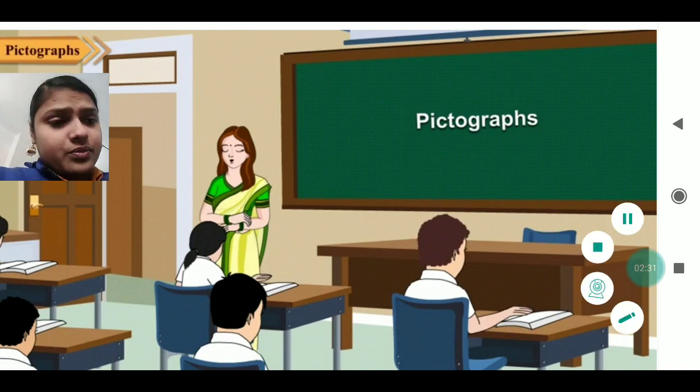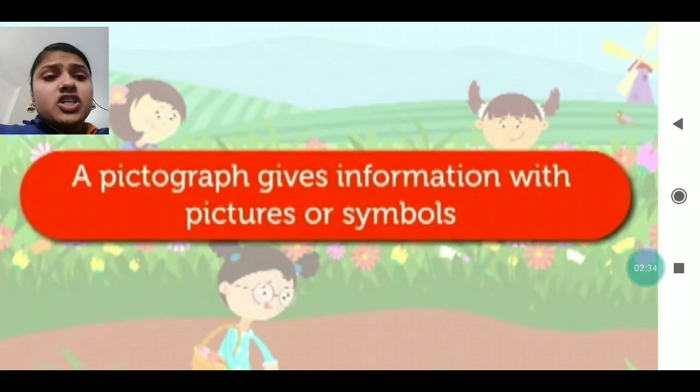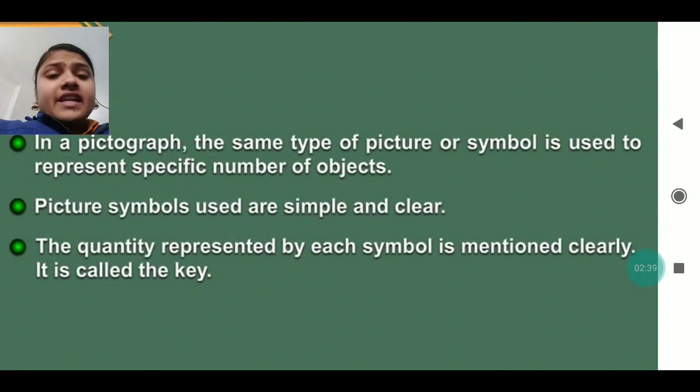Let's do it. A pictograph gives information with pictures or symbols. In a pictograph, the same type of picture or symbol is used to represent a specific number of objects. Same kind of pictures we can use to represent a specific number of objects. That we have done. Picture symbols used are simple and clear, and we are using the pictures and the symbols for representing the data which we have sorted out. It makes the work look more beautiful, and it makes the work clear and easier.